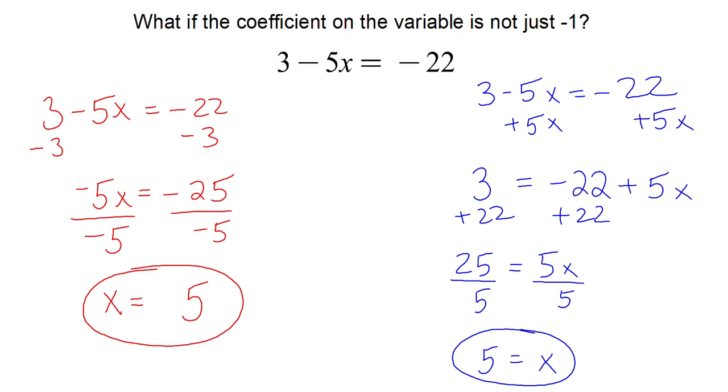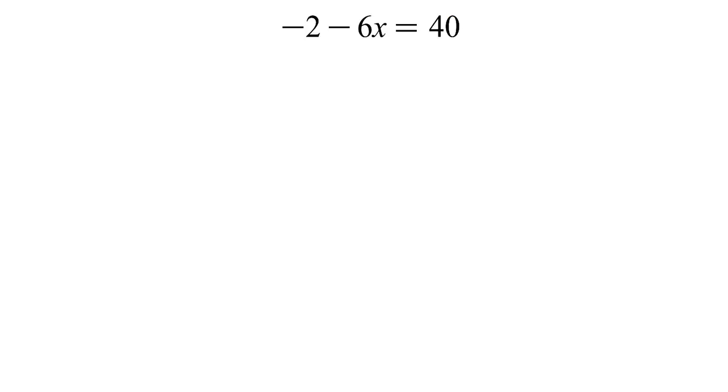So we'll do 2 more here. We'll just do one method for each of them. I think for this first one, let's go ahead and use our first method. We'll clear off the negative 2 that's on the same side as the variable, but not attached to it. So we'll add 2 to both sides. And as an exercise on your own, you might want to try and do the other method just to make sure you understand. But here, we'll end up with negative 6x equals 42.